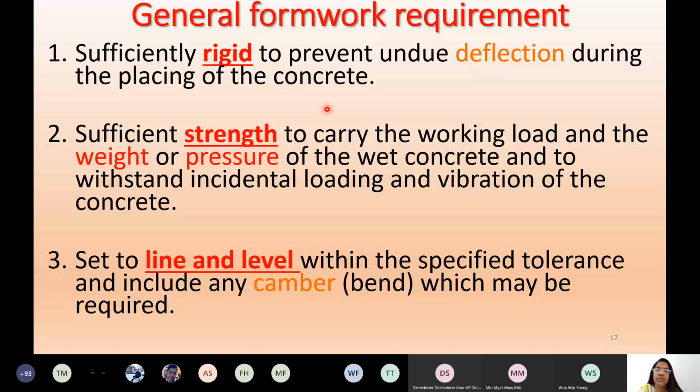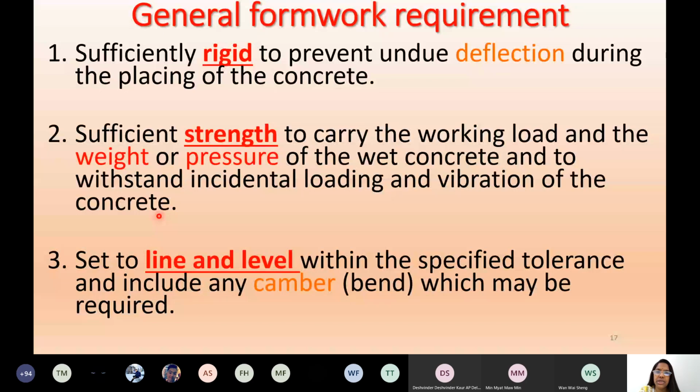So to achieve strength, you have to wait for some duration of time, depending on the grades and the proportions of the ingredients. Formwork needs sufficient strength to carry the working load and the weight or pressure of the wet concrete, and to withstand incidental loading and vibrations of the concrete. So when we talk about the formwork, it is a temporary structure. It's not going to take up any load in future, right? Formwork doesn't take any load during its service period. The formwork is there temporarily only during construction. Once constructed, it's all removed.